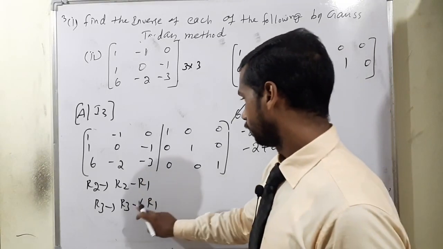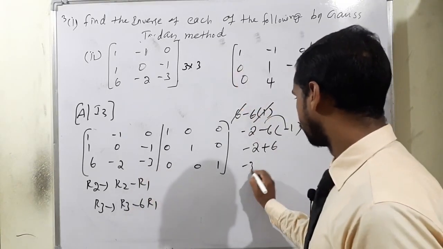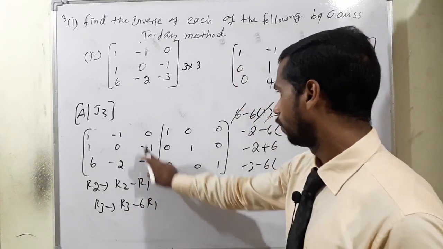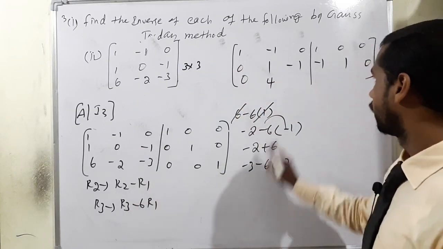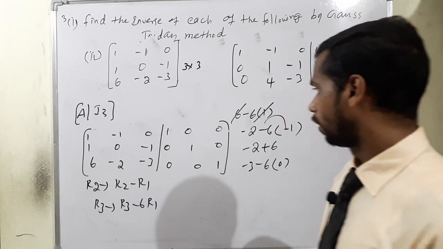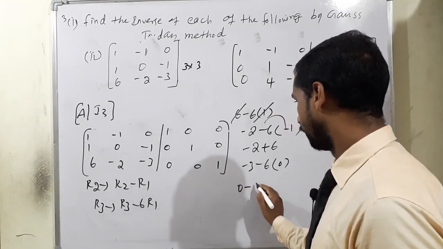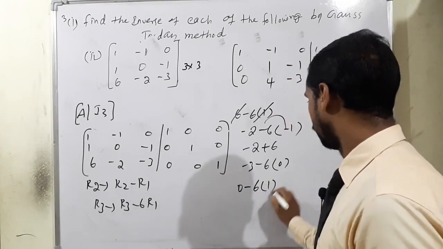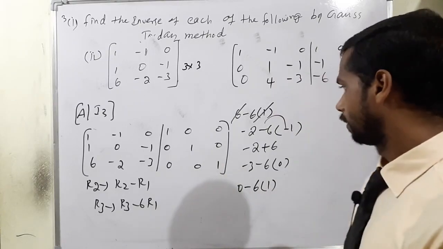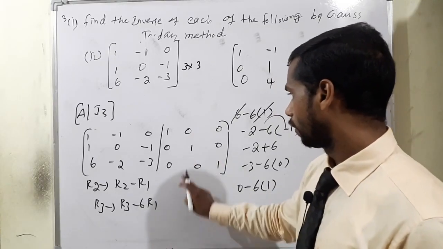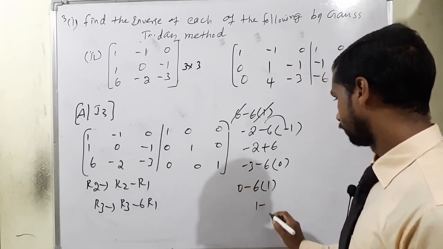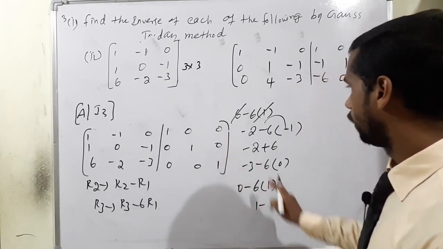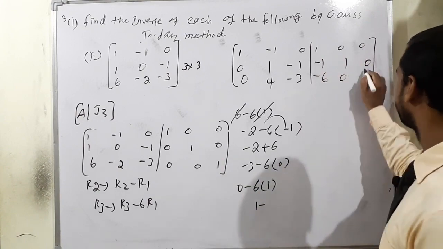Next condition, R3 value minus 3, isn't it? Minus 3 minus 6 into R1 value, already 0 is there, isn't it? Therefore no need to consider because 6 into 0, 0. Minus 3 only. The next one, 0 minus 6 into R1, 1 is there. 0 minus 6, minus 6. Next one, 0 and 0 comparing means value will be 0. Next condition, 1 minus 6 into 0 means only 0, isn't it? So 1 minus 0 means value will be 1.